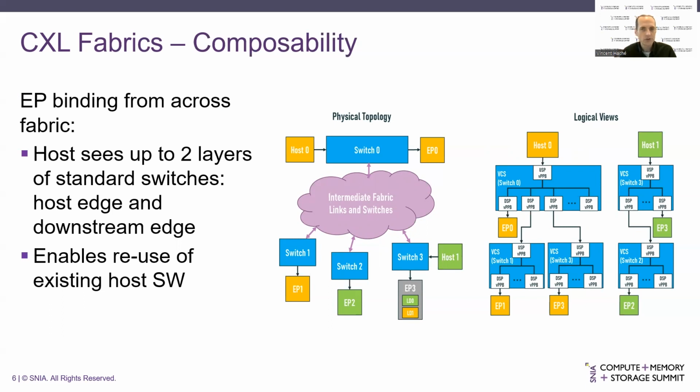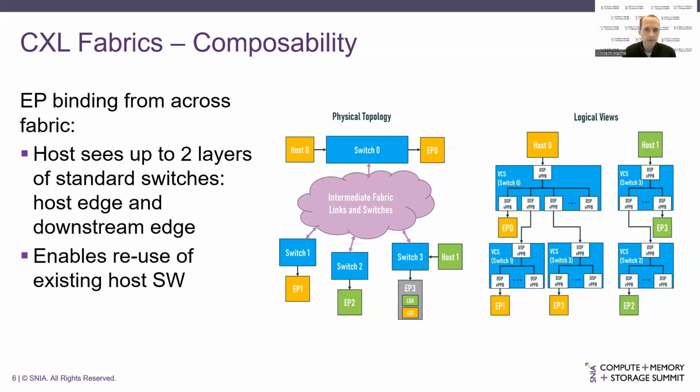You can have hosts and endpoints hooking up to switches that can be connected to intermediate fabric links, intermediate fabric switches, any sort of physical topology in between them. But the host is only going to see at most 2 layers of just standard switching. Those 2 layers represent what we call the host edge switch and the downstream edge switch, assuming that the downstream endpoints are attached to a different edge switch. If we look at the yellow host 0 topology, there's one endpoint that looks as though it's connected to the host edge switch as well.